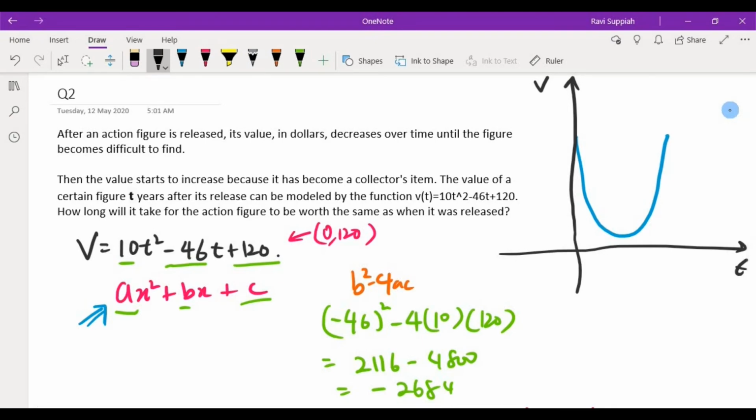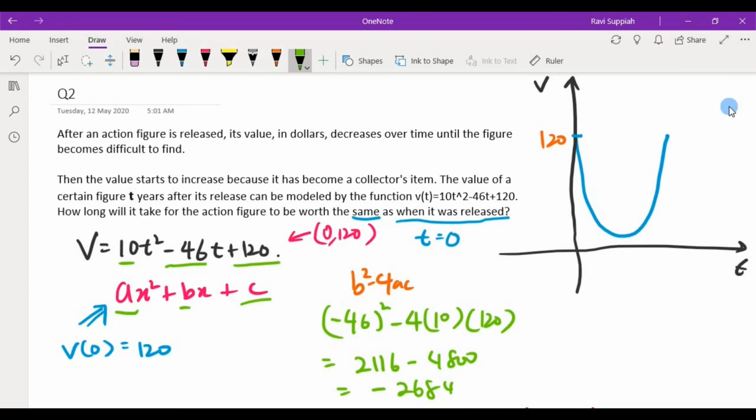Coming back to the question, they asked how long it takes for the action figure to be worth the same as when it was released. So when it was released, what was the value of t? The value of t is 0, because t is representing the number of years, that means it's a time factor. So at the point where the toy was released, t is equal to 0. If I come back to the equation here and substitute t equals 0, I get 120. So that is the original point here. At the point when it was released, it was $120.